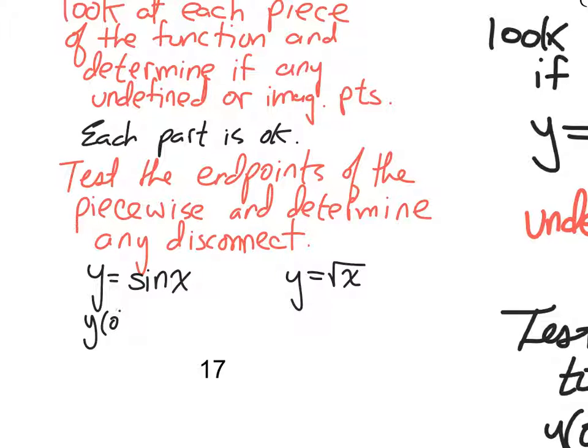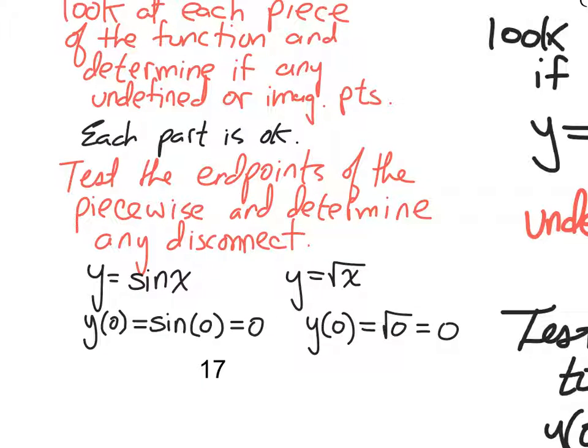So y of 0 is equal to sine of 0, which is, what do we say? 0. Sine of 0 is 0. Cosine of 0 is 1. And then y of 0 for the other equation, square root of 0 is 0. So the pieces connect at x equals 0.